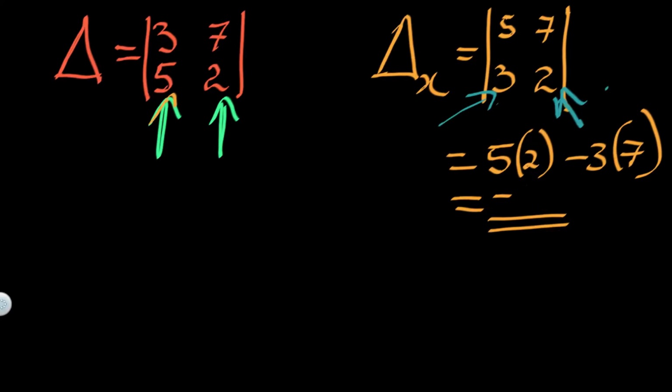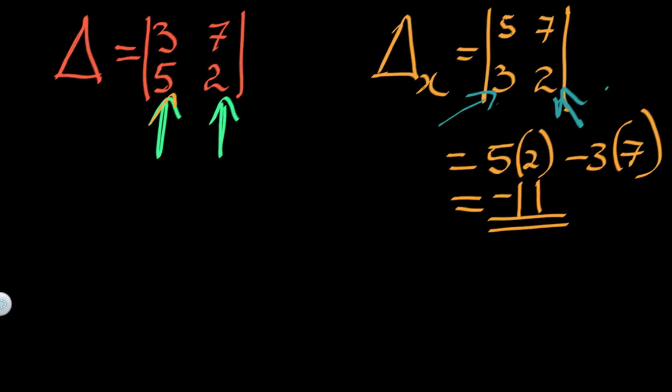Please note that sometimes the question may just say find x. You don't have to find y. In that case, you just find your delta x and your delta. You stop there. You don't have to find delta y. But in our case, we have to find x and y. So we should find delta, delta x, and delta y.